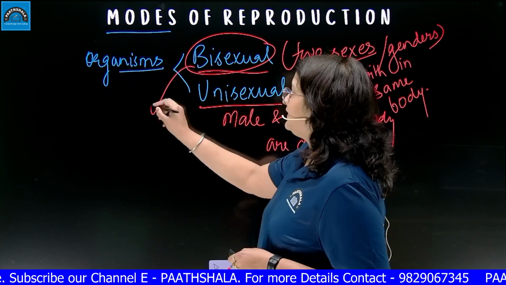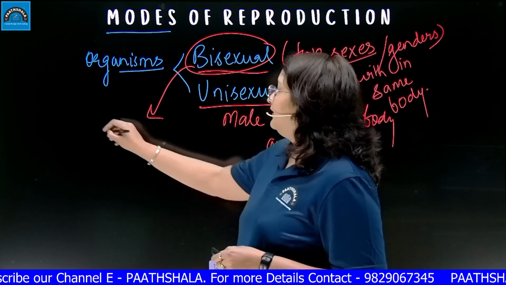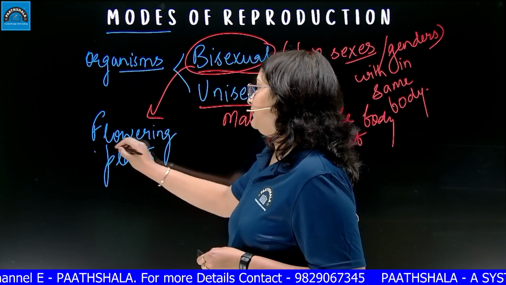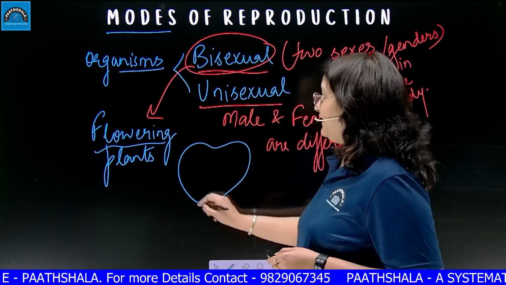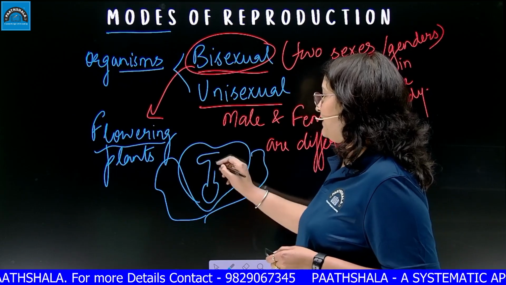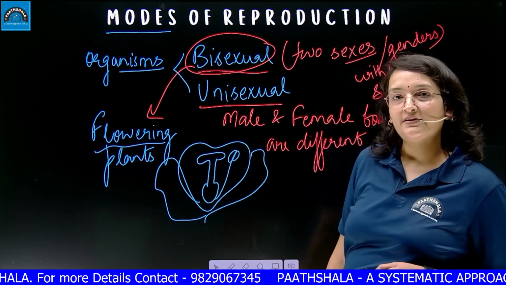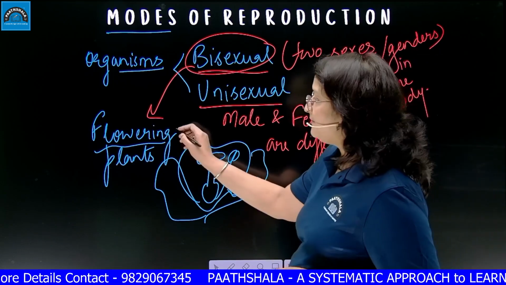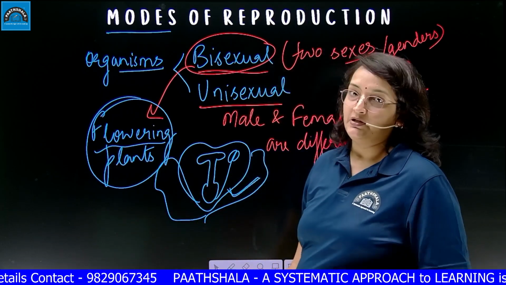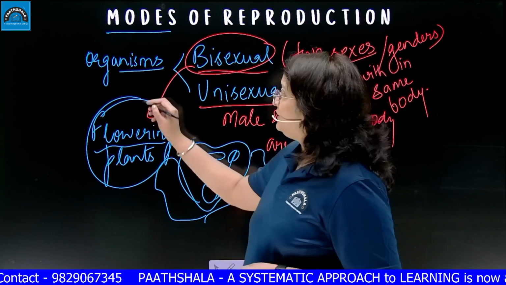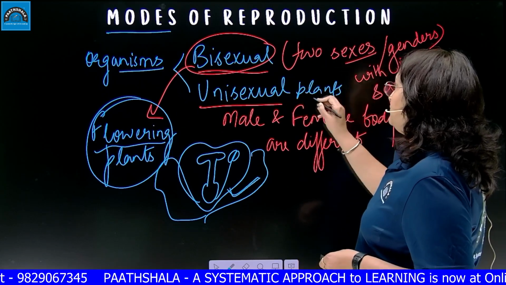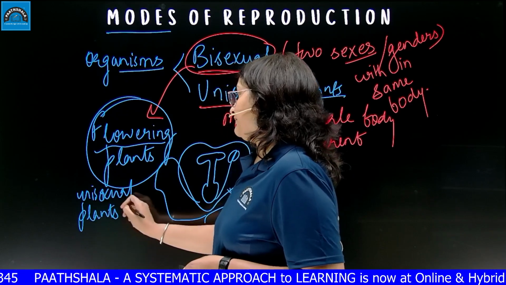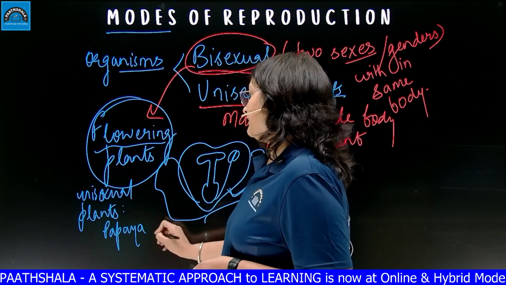For bisexual organisms, we'll give the example of flowering plants. Most of the flowers which we observe are bisexual, because in a flower you will see the female reproductive structure as well as the male reproductive structure. So the male and the female reproductive structures are within the same organ, the flower, the reproductive organ. So flowering plants are mostly bisexual. There are some plants which are unisexual too. Examples of unisexual plants are papaya and date palm.